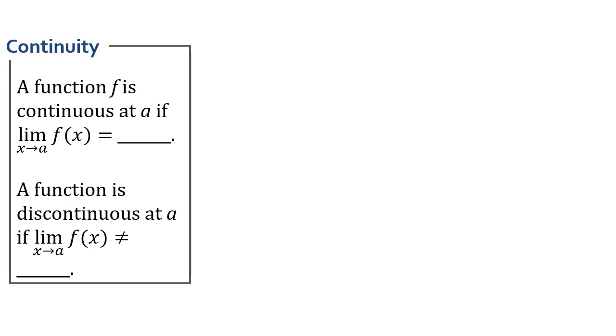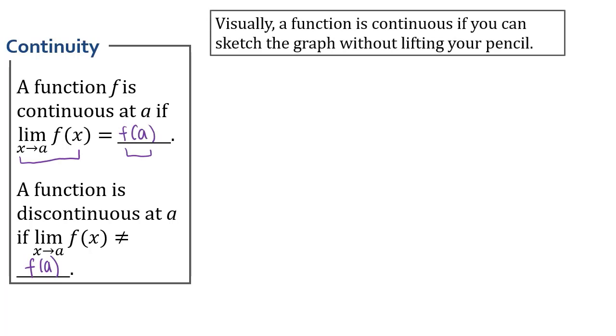Continuity. A function f is continuous at a if the limit as x approaches a of f of x is f of a. So again, this is saying that what's happening near a is the same as what happens at a. A function is discontinuous at a if the limit as x approaches a of f of x does not equal f of a. So let's look at some examples of this.